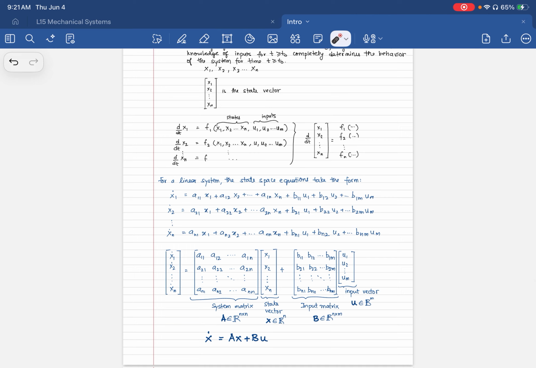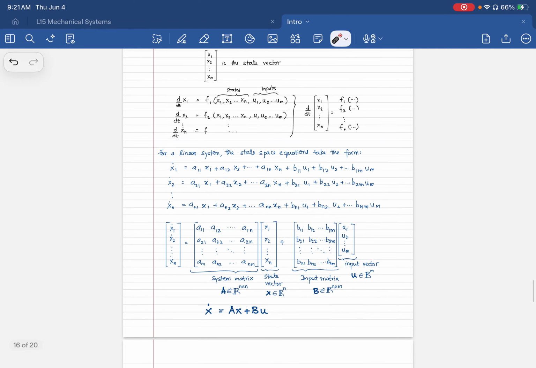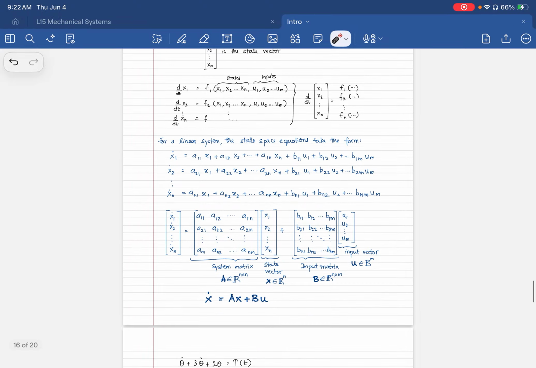In this example here, where you have n different state variables, you now have a first order ODE, x1 dot is equal to something related to x1, x2, and so on. And then you have all your inputs coming into the picture here. So essentially, you're able to write it as x dot is equal to Ax plus Bu, where this is now a state vector that's differentiated once. So it's a first order ODE. And you have your system matrix capturing how all your state variables interact with each other, and your input matrix capturing how your input vector affects your state variables.